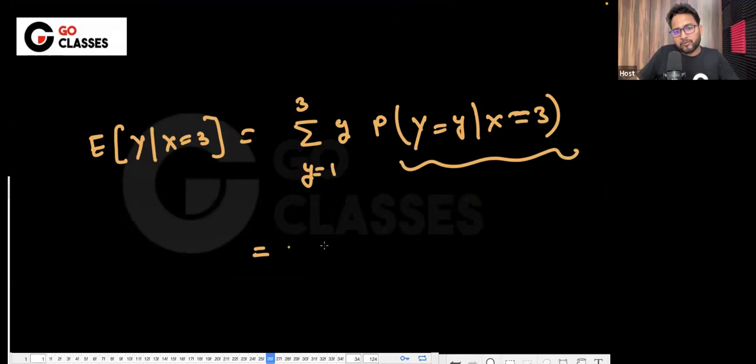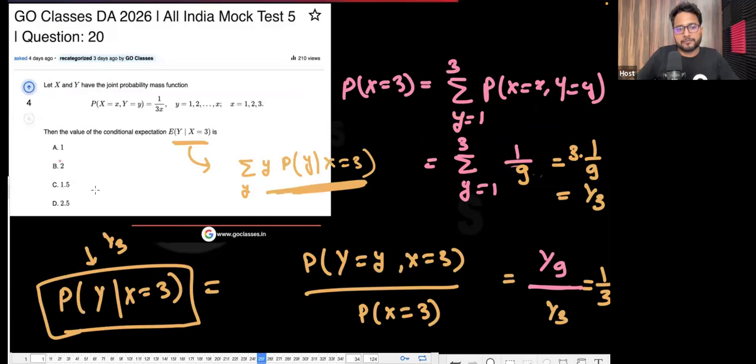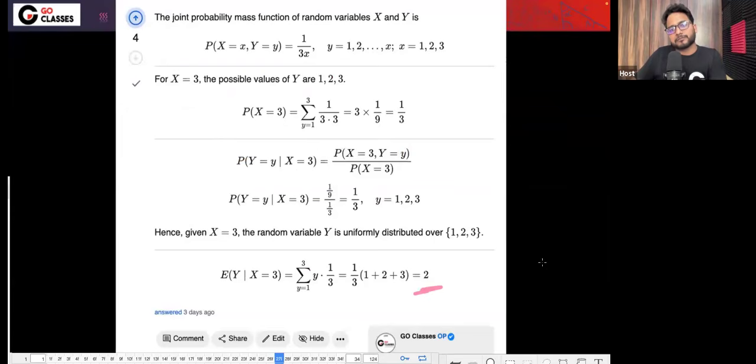So it is coming out to be, finally, the sum over y equal to 1 to 3 of y times 1 by 3, right? Which is nothing but 1 by 3 common, times 1 plus 2 plus 3, which is 6 by 3, which means 2. So the expectation of y given x equal to 3 is coming out to be 2, which means B is the correct answer. If you know any other way to solve this, you can comment it out. But yes, this is the standard procedure to solve this question.